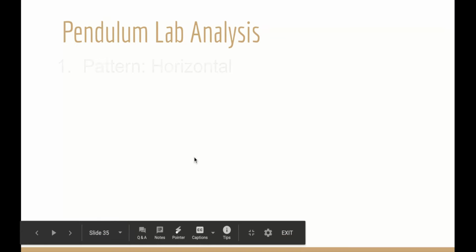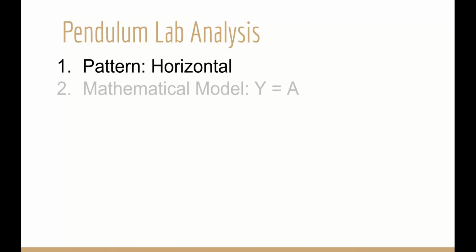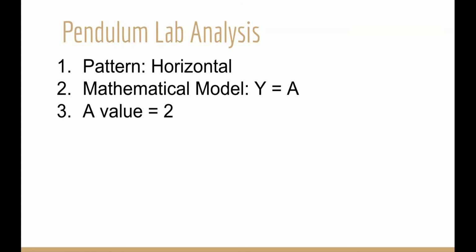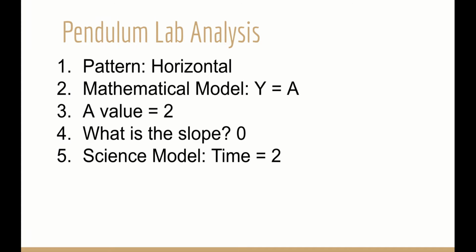Okay, so let's talk about this again. Our pattern was horizontal. Our mathematical model was y equals a. The a value was 2. The slope of the line is 0 because it's a flat line, so there's no slope whatsoever. And then the science model is time equals 2.